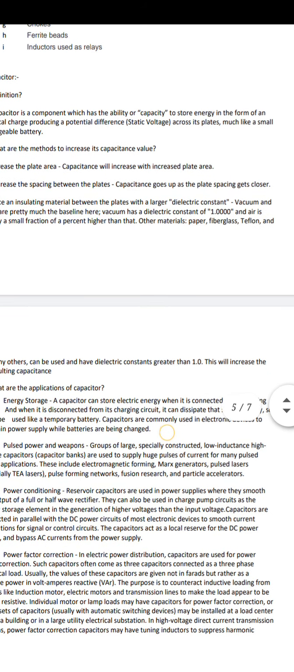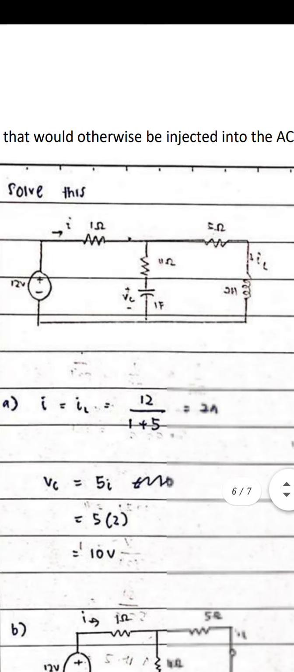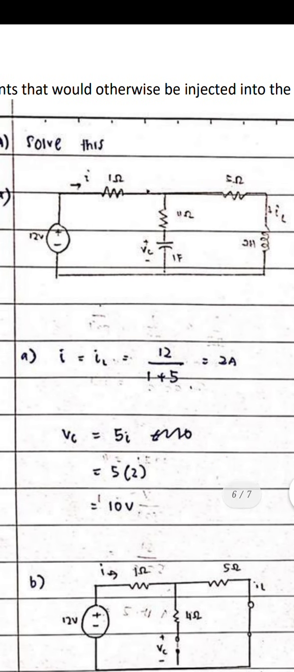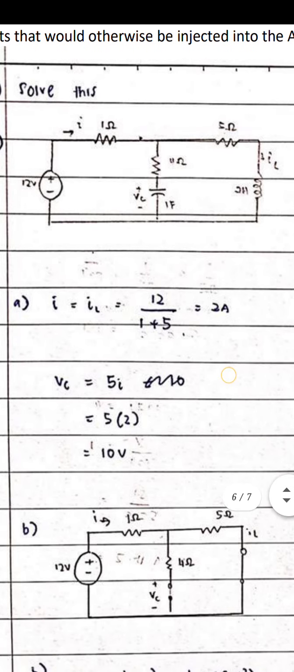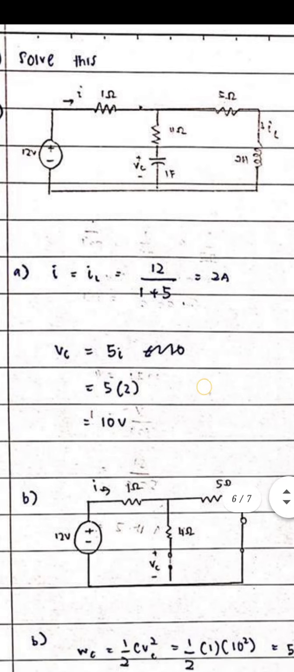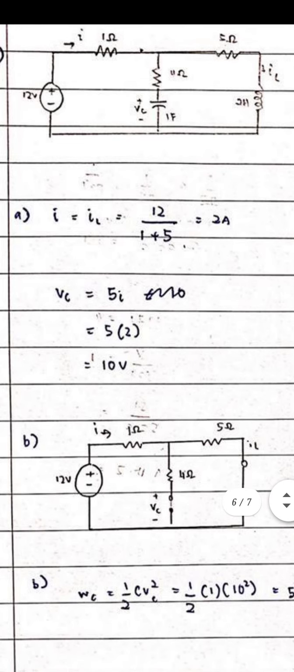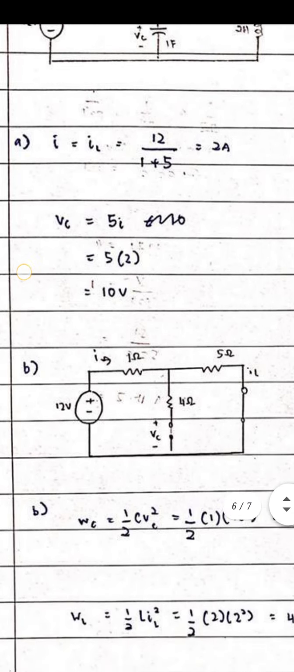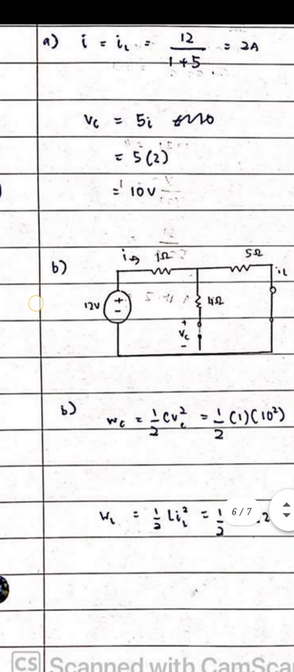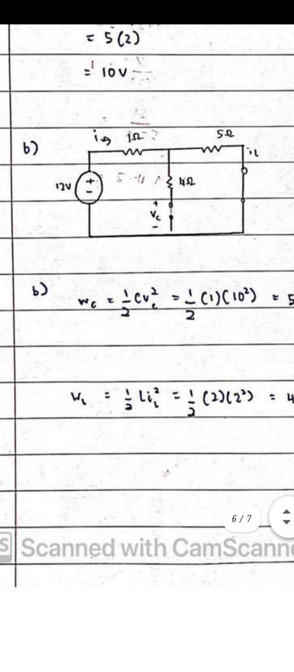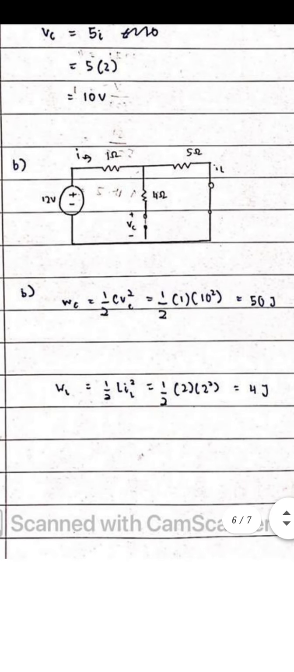Okay, for question number 4, the solution. This is our diagram. So the first question: I is equal to 12 over 1 plus 5, so we get 2 A. For VC, it is 5I. So the I value is 2, so we get 10 volts for the answer.